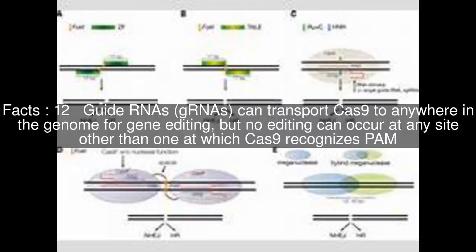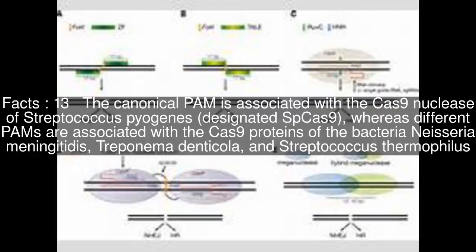Guide RNAs, gRNAs, can transport Cas9 to anywhere in the genome for gene editing, but no editing can occur at any site other than one at which Cas9 recognizes PAM. The canonical PAM is associated with the Cas9 nuclease of Streptococcus pyogenes, designated SpCas9, whereas different PAMs are associated with the Cas9 proteins of the bacteria Neisseria meningitidis, Treponema denticola, and Streptococcus thermophilus.